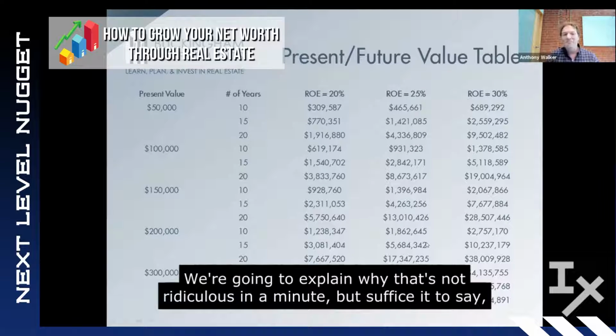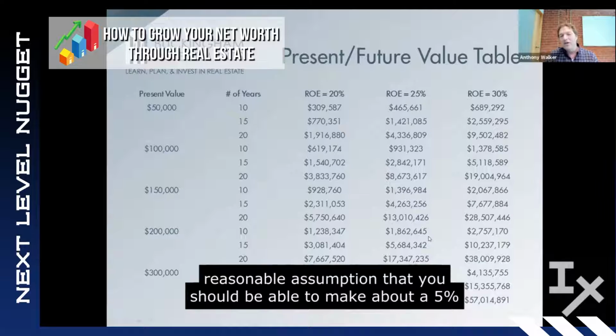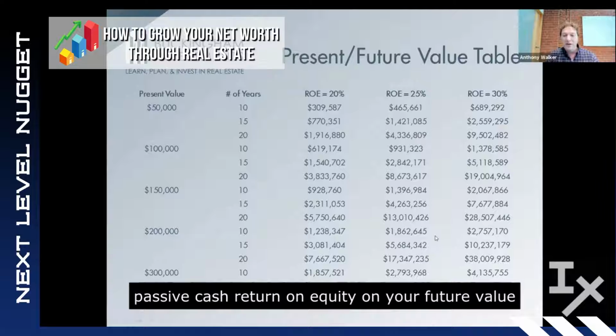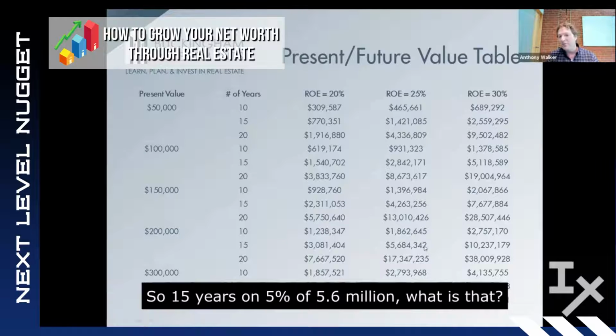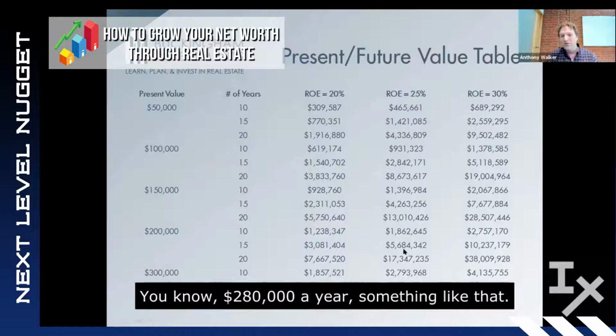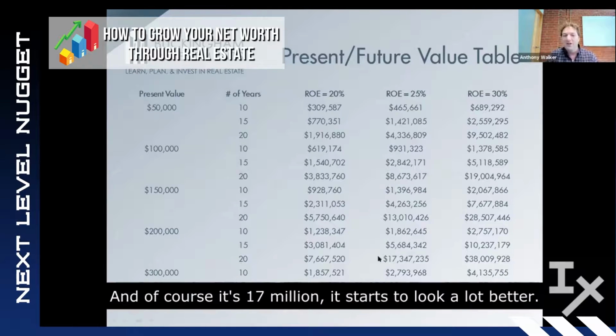But suffice it to say, not only will you have this kind of net worth after you execute on a plan like this, but it's a reasonable assumption that you should be able to make about a 5% passive cash return on equity on your future value at any point in time in this portfolio. So 15 years on, 5% of 5.6 million. What is that? $280,000 a year, something like that. Now we're starting, that's looking pretty good as far as the financial independence goes. And of course, at 17 million, it starts to look a lot better.